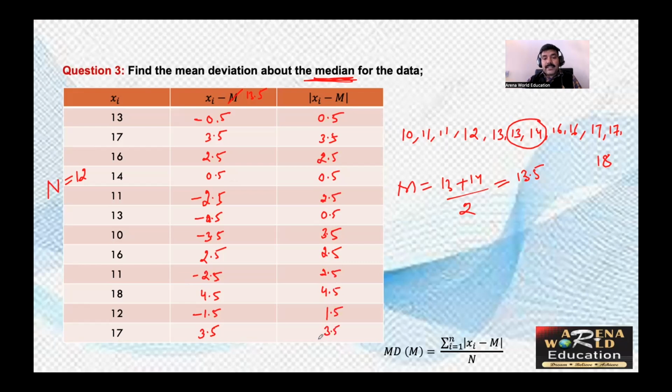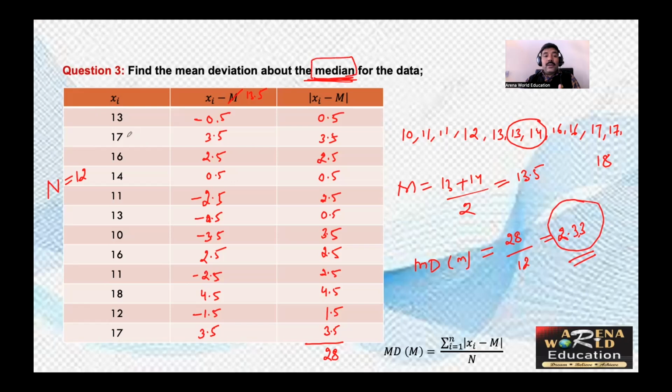Now, what is the next step? We will find its sum, right? So, what is the sum? Sum is 28, right? So, what is the final mean deviation about the median? This is equal to 28 divided by 12, and this will be equal to 2.33.